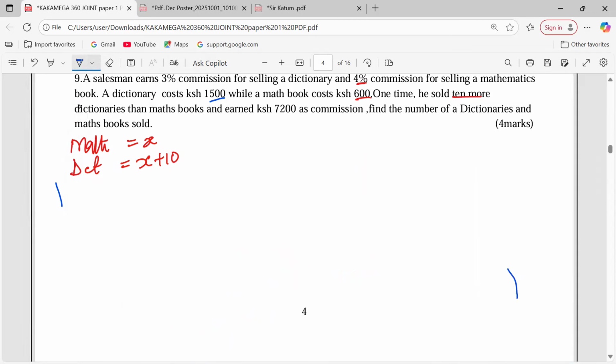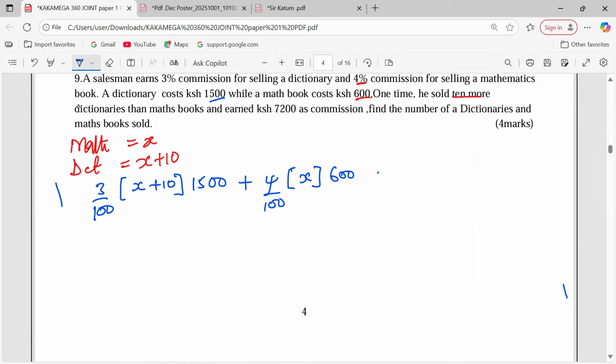Math books are x. So we are told he sold 10 more dictionaries. So dictionaries are 10 plus x. Now, 3% from dictionaries means 3% of, dictionaries are x plus 10, and each dictionary is going for 1,500, plus 4% of x math books, each math book 600, to give us a total of 7,200.